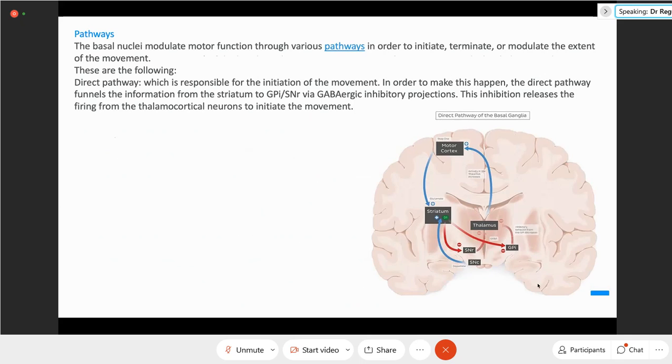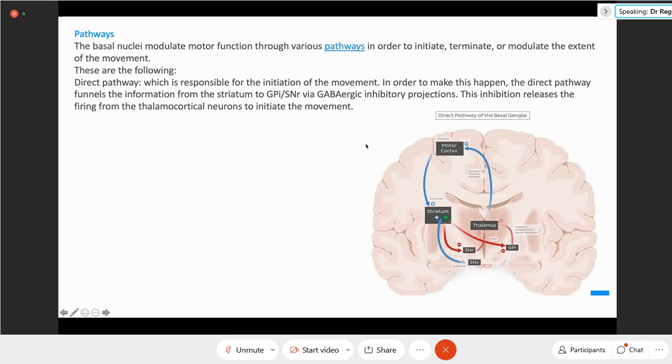Okay, and the two pathways in which the basal ganglia work are the direct and indirect pathways. They work by counter-inhibition and activation. So the direct pathway is involved in the initiation of movement. In order to make this happen, the direct pathway will carry fibers from the striatum to the globus pallidus interna.